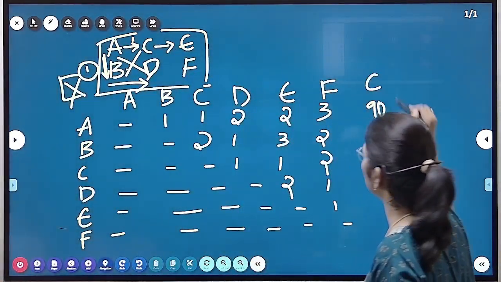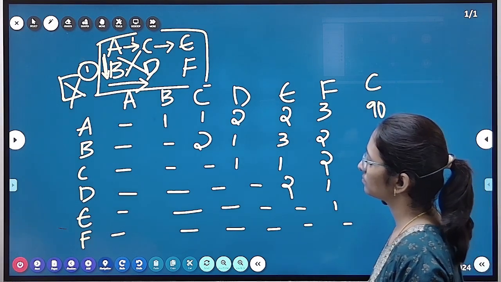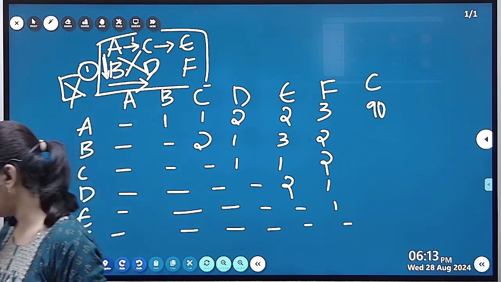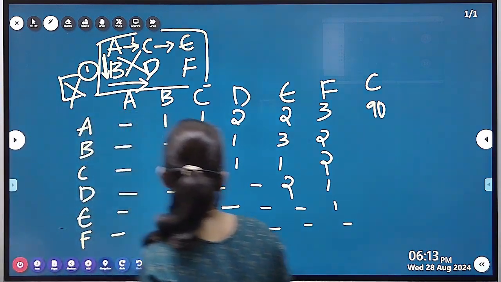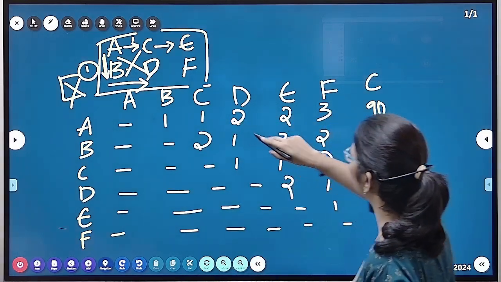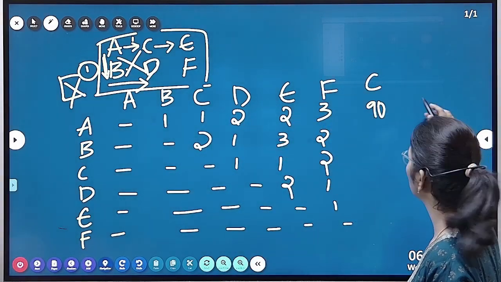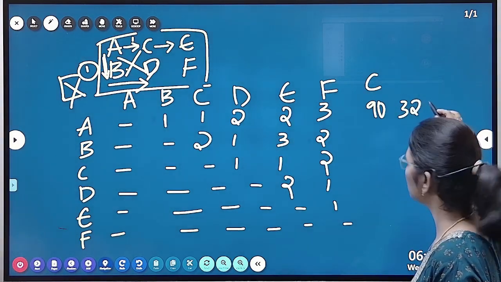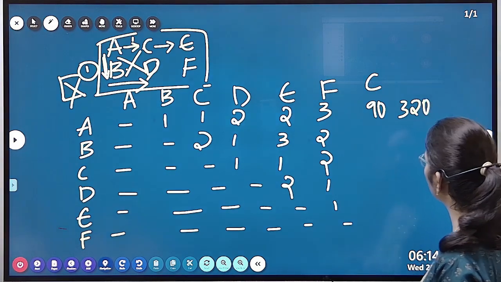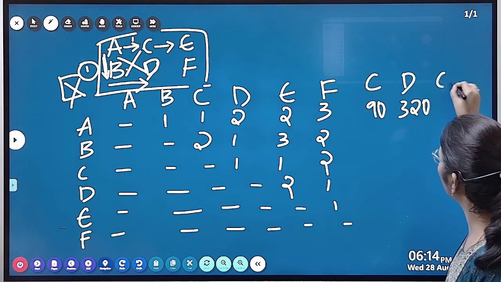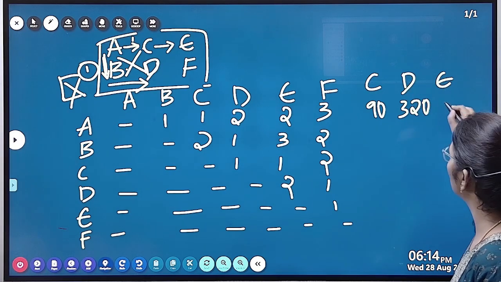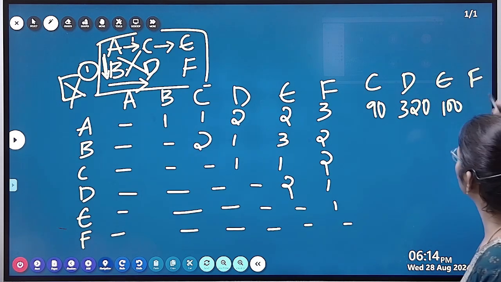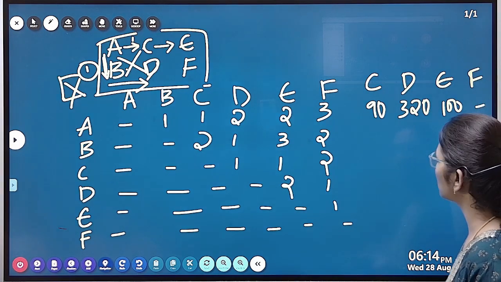So it's C. Tell me, C का 90 है. Next D, 160 into 2, 320. 160 into 2, 320, right? Okay, next E का वैल्यू कितना है? 50 into 200 and F का वैल्यू कितना है? 0. So it will be nil.